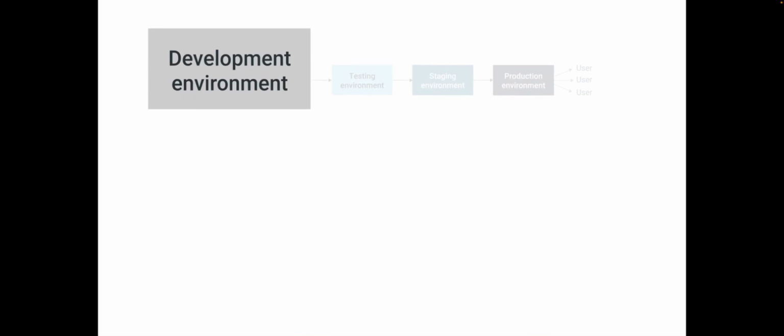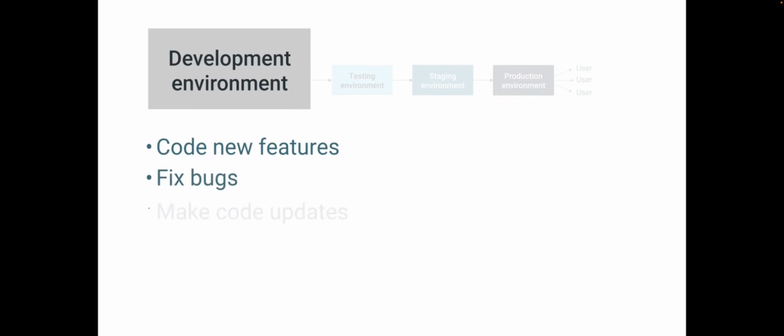A development environment is just what it sounds like. It's an environment where you code or develop new features or where you fix bugs. This is where you'll make all of your code updates. So when we say development environment, usually what we're referring to is the local environment on your machine.